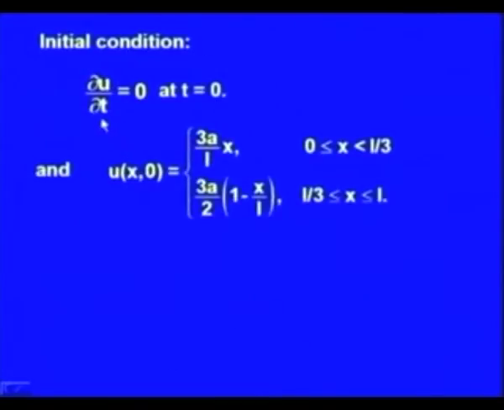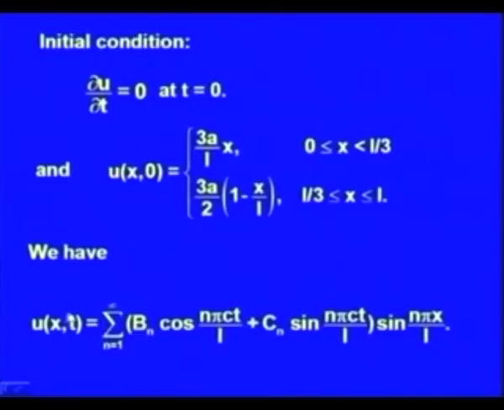Now, one initial condition that is given to us is that this thing is released from rest. So, delta u over delta t is 0 at t equal to 0 and it is initially in the shape of the triangle. We have found the equations of the two sides of it, that is OC and CA. This is OC. So, u(x, 0) equal to 3A by L into x when 0 is less than or equal to x and x is less than L by 3, and it is 3A by 2 into 1 minus x by L when L by 3 is less than or equal to x and x is less than or equal to L.